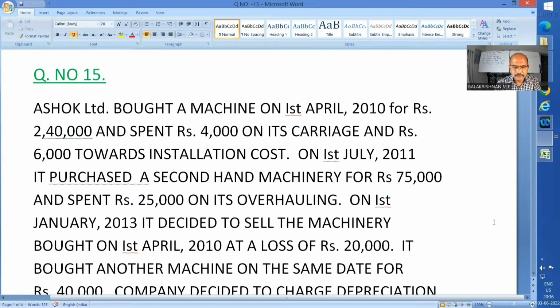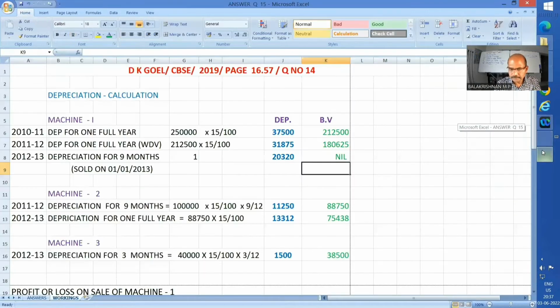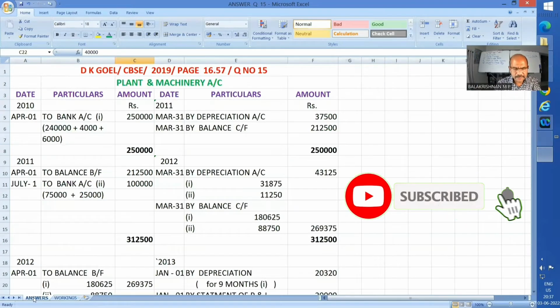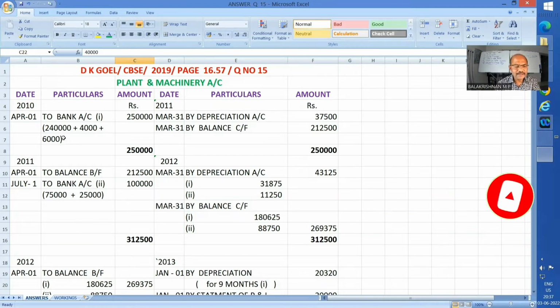Okay, fine. Now let me explain to you the sum already worked out and satisfied by me. The workings: first machine purchased on the very first day of the year, 2,50,000 into 15%, 2,12,500. And I don't find anything else happened during the year. To bank 2,50,000. You'll find that I have added all the expenditure and a single entry has been made.